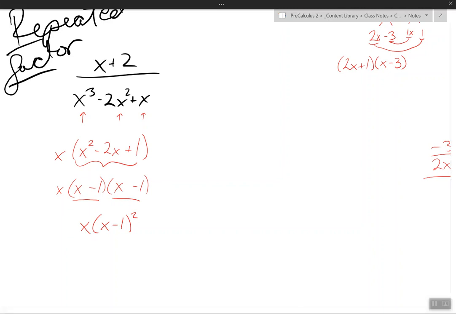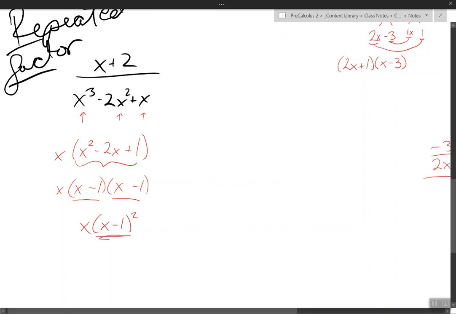So when the factor is repeated, we do need to account for the fact that there are now 3 factors in the denominator, but we do have to do something special since one of them is the same as the previous.